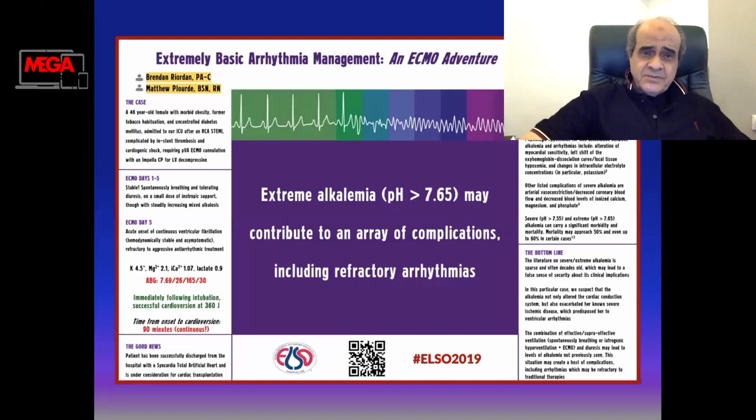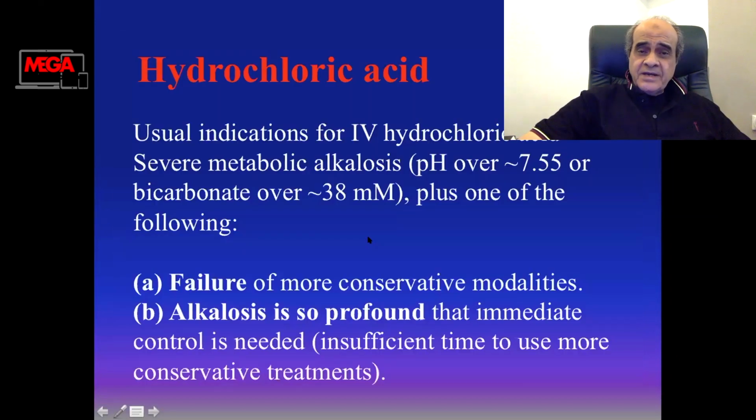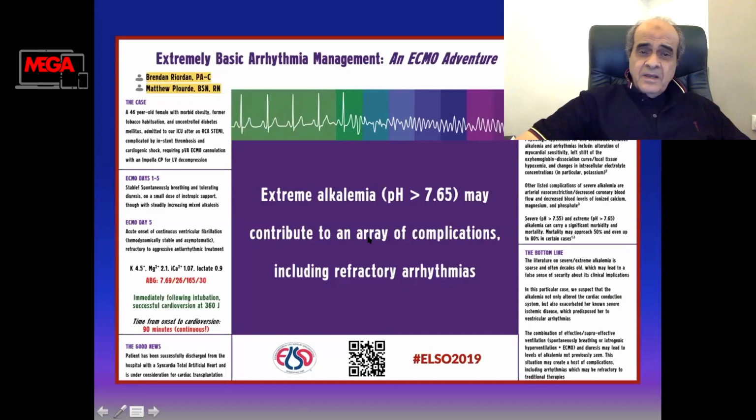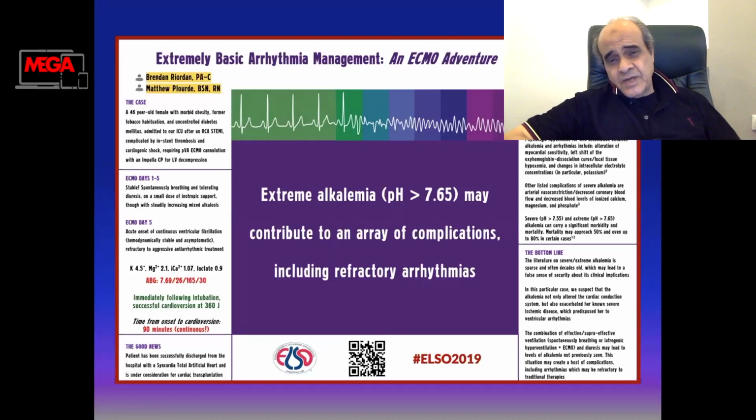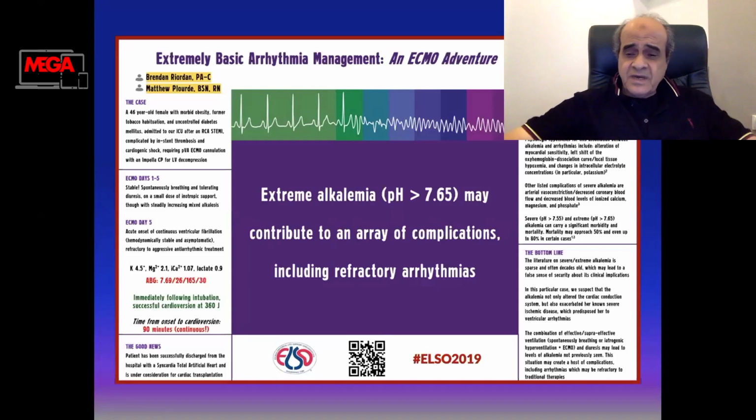And this is one case exhibiting extreme alkalemia, pH 7.65, which may contribute to an array of complications, including refractory arrhythmia, one of the indications for starting dialysis or putting the patient on ECMO, and the patient responds once we correct the metabolic alkalosis. And so we shifted to dialysis or ECMO, or the extracorporeal renal replacement, if the patient exhibits severe CNS manifestations or severe cardiac arrhythmia.